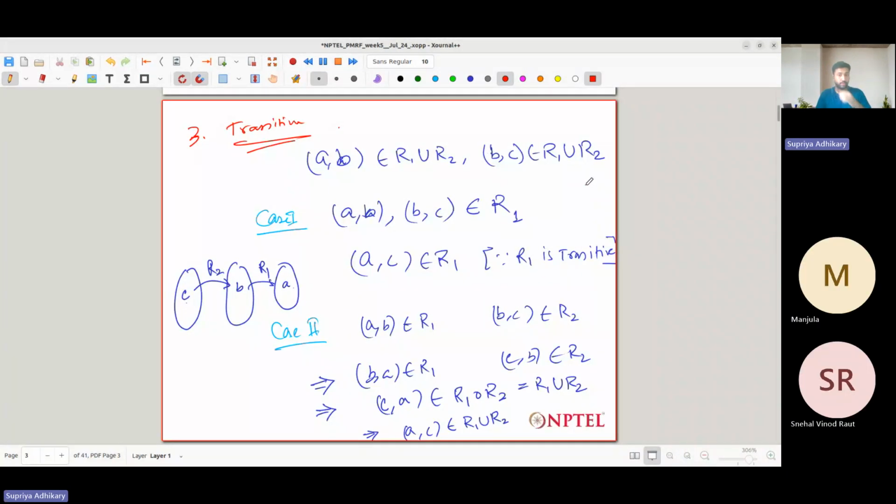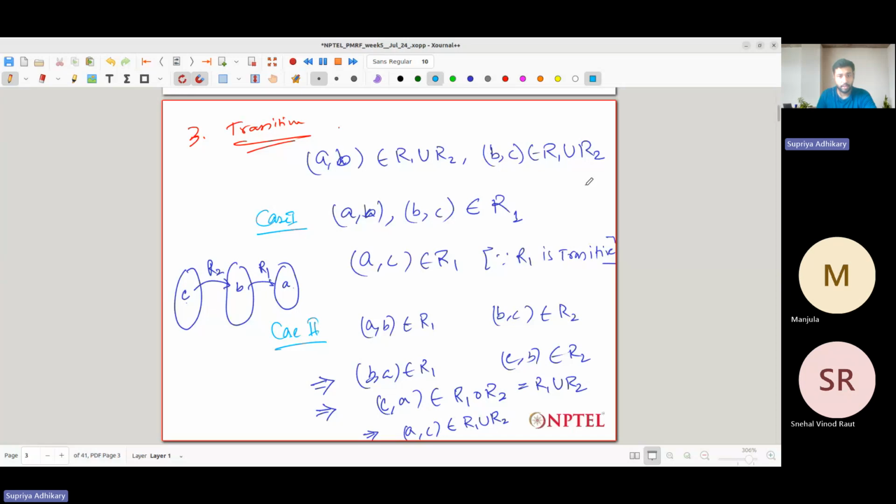So we have proved the transitive property of R1 union R2. The reflexive property is easy to see for R1 union R2, and the symmetric property is also easy to see for R1 union R2. Now the non-trivial part was this transitive property. So for these two cases, we have proved that this is indeed a transitive relation.